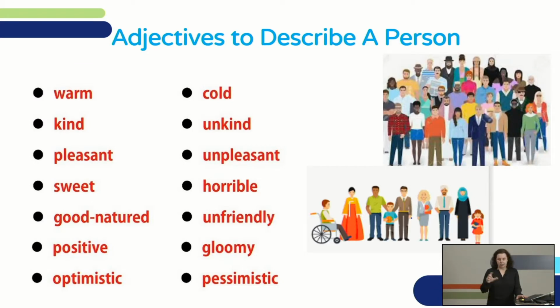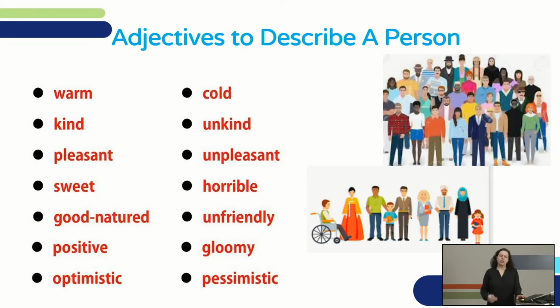Unpleasant. It's the opposite of pleasant. It's not a nice person. Unpleasant to be with someone. He's not so nice. Horrible. You should never be a horrible person. Horrible is not a good characteristic. Horrible, it's awful.